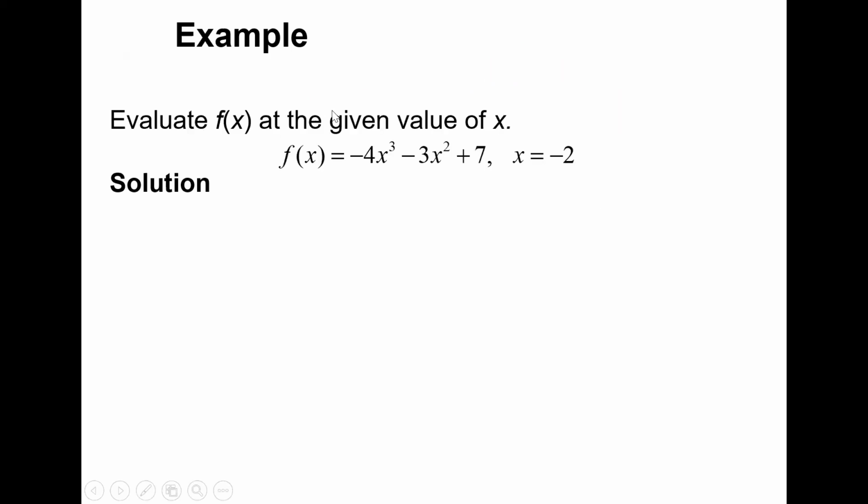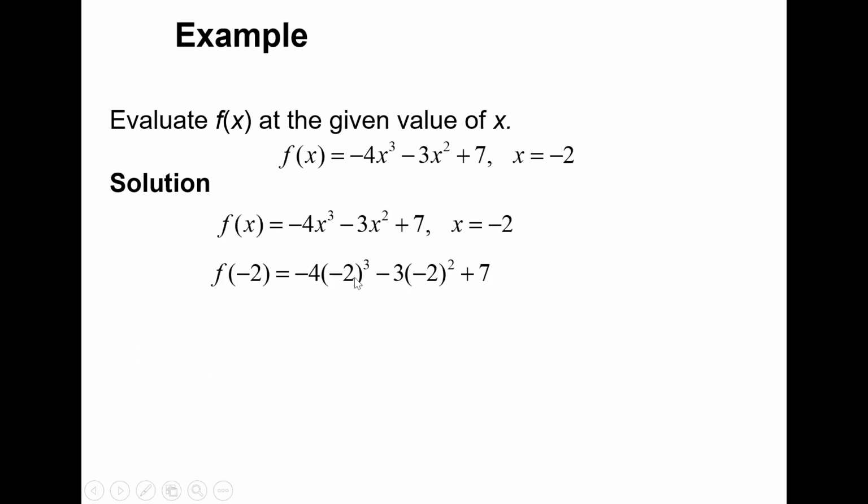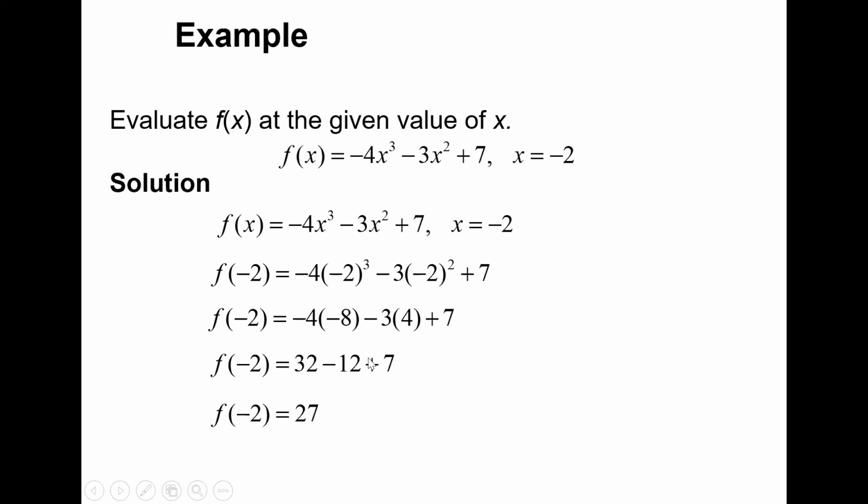All right, so here, we're supposed to evaluate f of x at the given value of x. So we're going to plug in negative 2 for x. And so when we do that, we're just going to plug in negative 2 and cube it, put negative 2 and square it, multiply and add as needed. And we just keep working our way down. And we get f of negative 2 is equal to 27. Again, simple math as long as you remember to put your right values in.